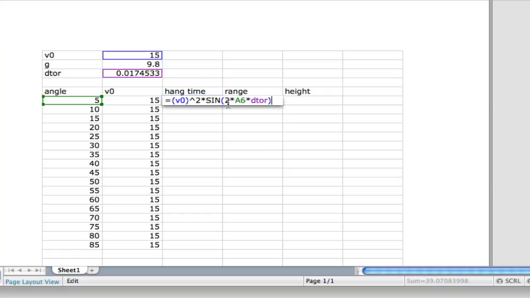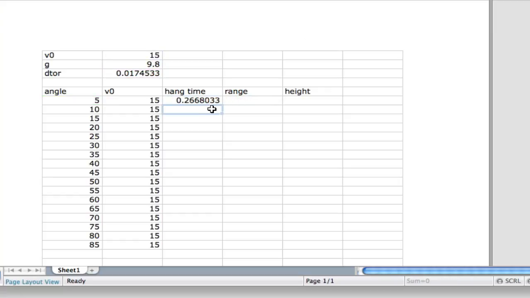Oh, that's not the hang time. The hang time is actually, make sure I got that right. Oh, wrong formula. Let's just correct that. That's going to be 2 times V0 times sine of my angle, which is 5 degrees, times that conversion factor. That whole quantity, and we're going to just divide that by 9.8.